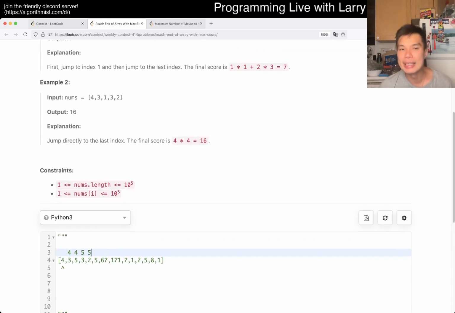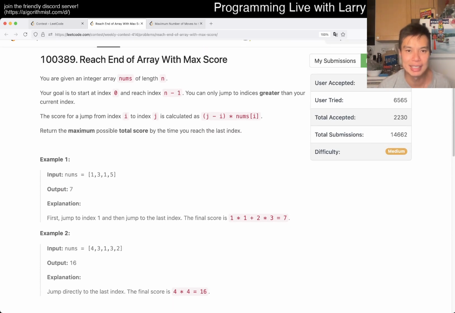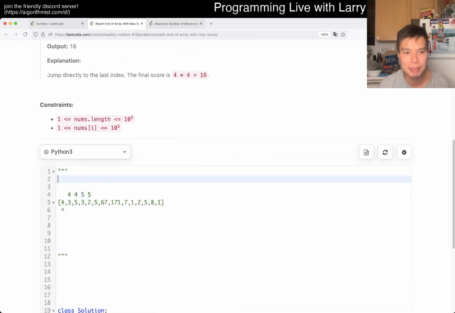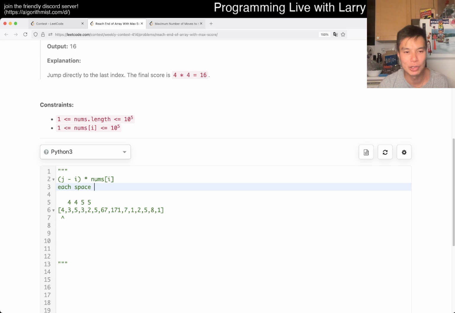I think I skipped a little bit: what I mean is that this is basically this function, and understanding this function is the key to this problem. The thing with this is that each space you move gives you num sub i points, or score, or whatever it is.